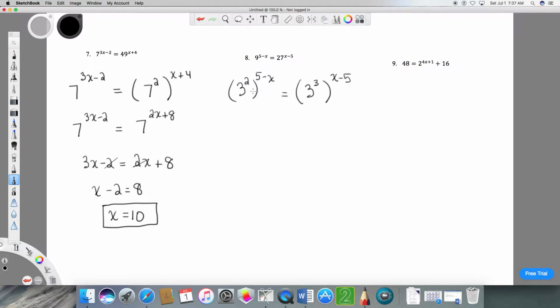But before I set things equal to each other, I need to use the properties of exponents and recognize that when I have a power raised to a power, you multiply the exponents. So 2 times this binomial is 10 minus 2x. And over here, the same thing. Power to a power, we multiply the exponents, and we have 3x minus 15. So now if the bases are the same, the exponents have to be the same.